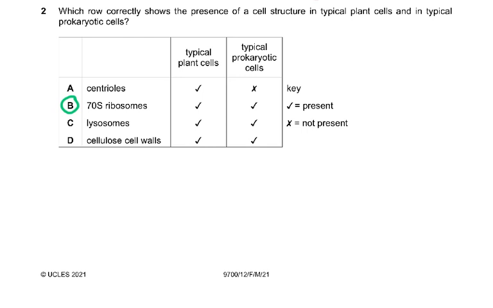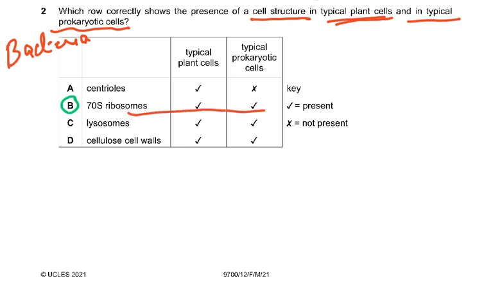Question 2 is which row correctly shows the presence of a cell structure in typical plant cells and in typical prokaryotic cells. So here we're talking of plant, and prokaryotic means bacteria. Now, centrioles are not present in either plant or in prokaryotes, and the lysosomes are not present, and cellulose cell walls are only present in plant cells. So 70S ribosomes is the only one which is present in both.